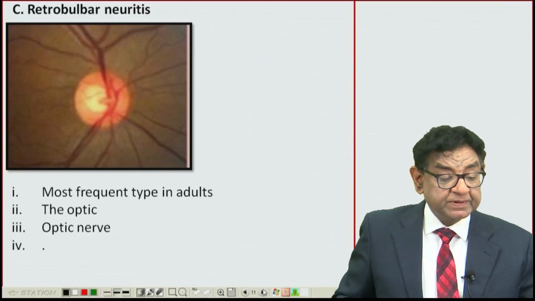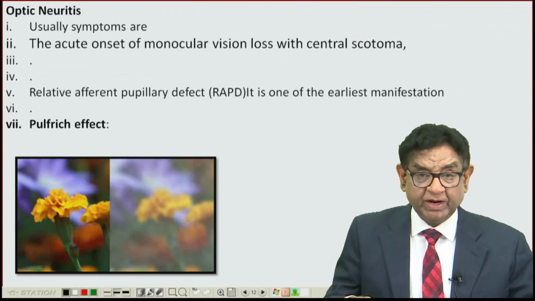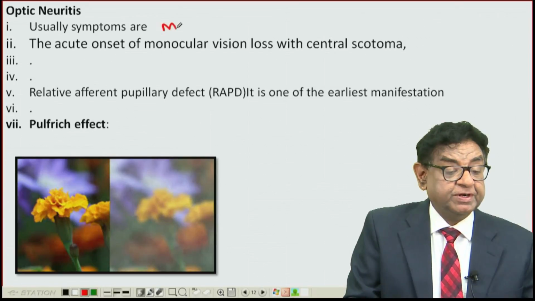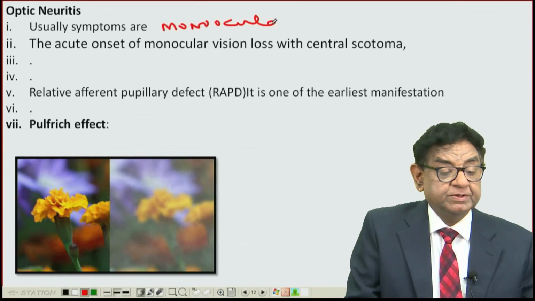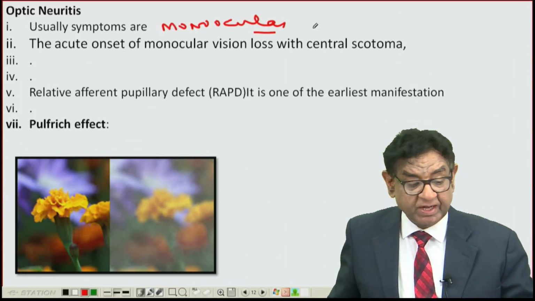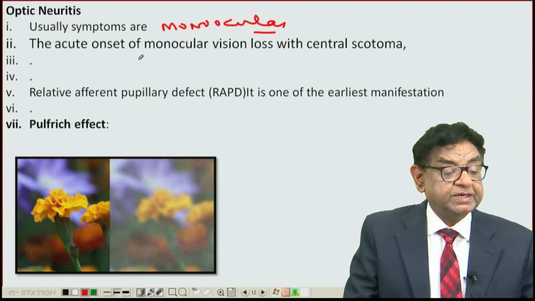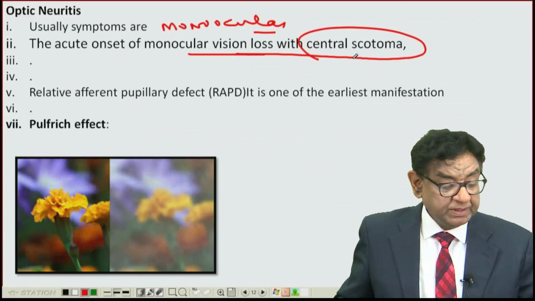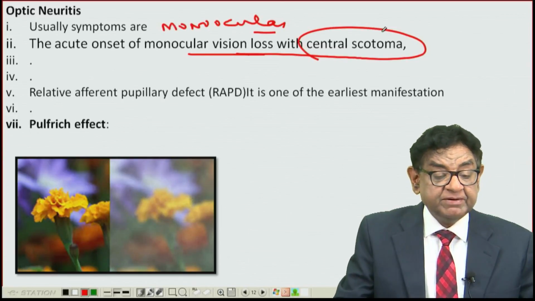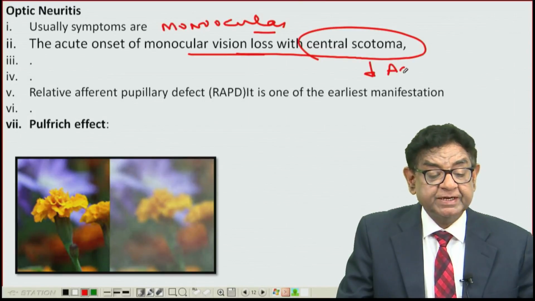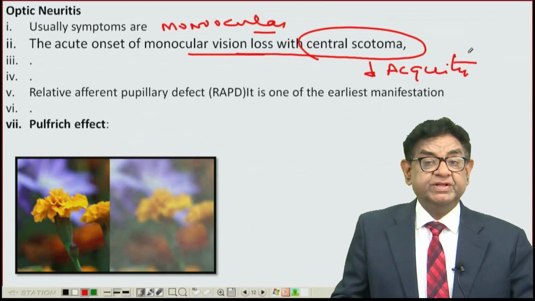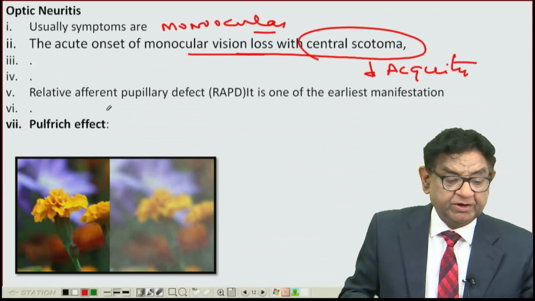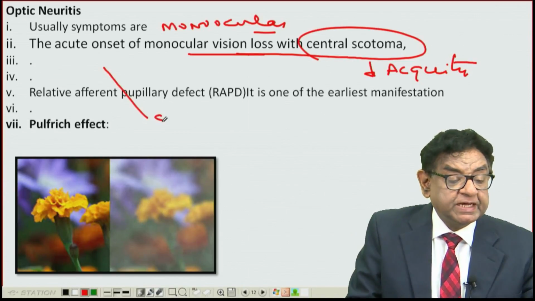Later on, the patient gets optic neuritis. Usually the symptoms are monocular. This is very, very important. Bilateral is very rare or uncommon. So it leads to what? Acute onset of monocular vision loss with central scotomas. And that will lead to decreased acuity. Vision will be reduced. And what is the clue that it is optic neuritis? Eye movements are painful.